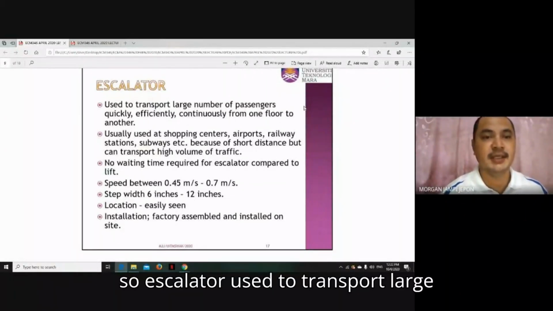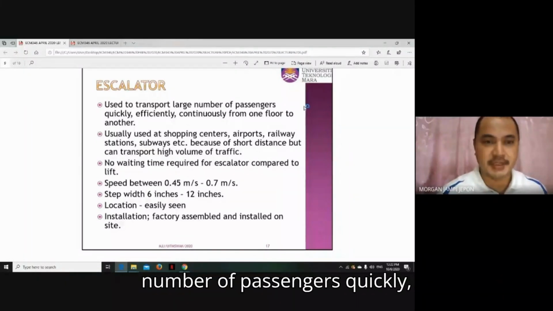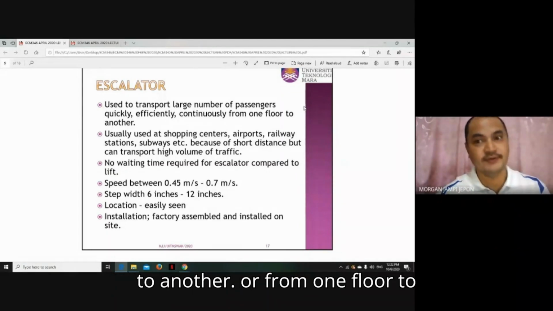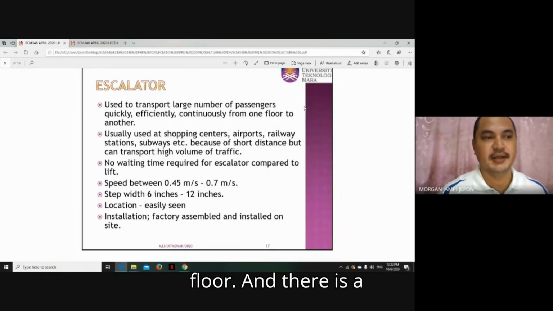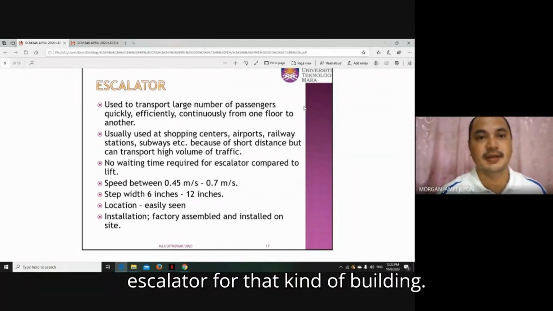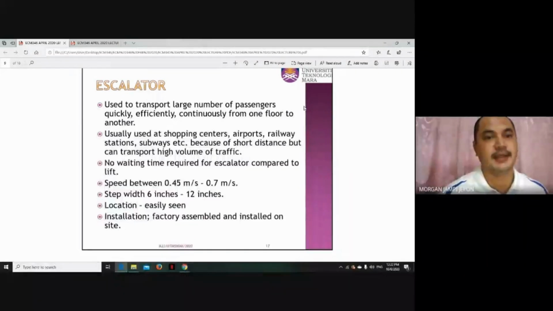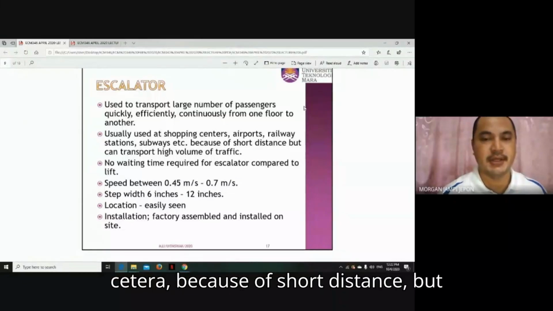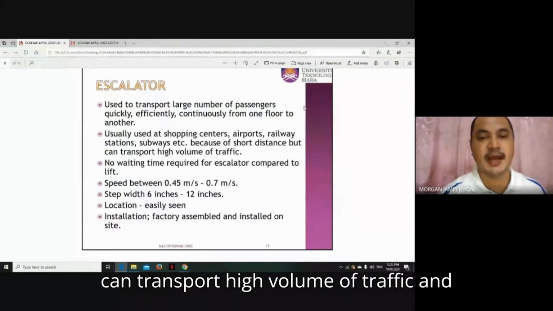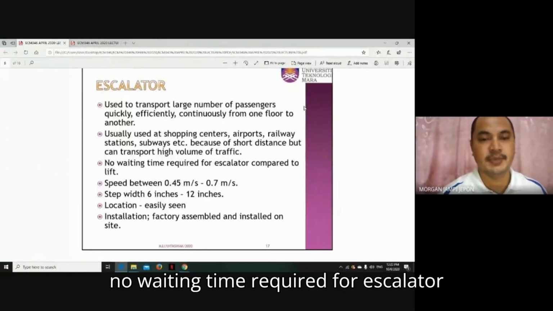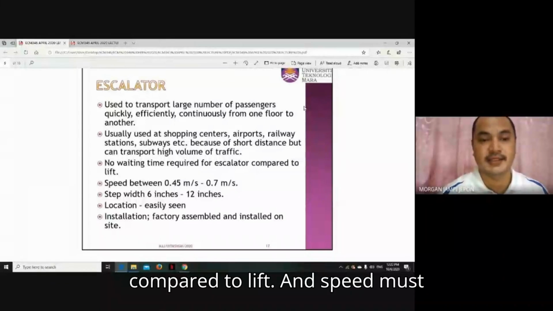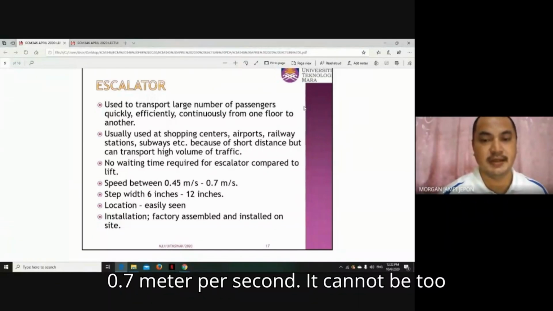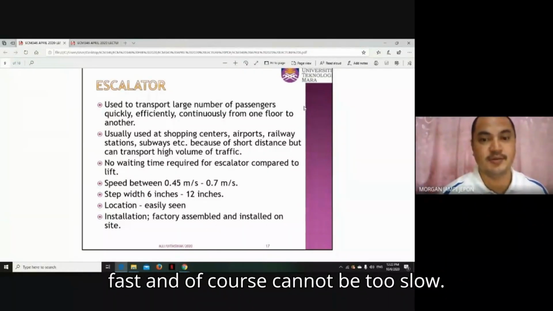Escalators are used to transport a large number of passengers quickly, efficiently, and continuously from one floor to another, or from one floor to two or three floors. Usually used at shopping centers, airports, railway stations, subways, etc. because of the short distance, but can transport high volume of traffic, and no waiting time is required compared to a lift. Speed must be between 0.45 and 0.7 meter per second. It cannot be too fast, and of course cannot be too slow.